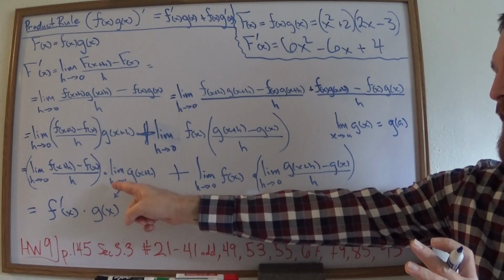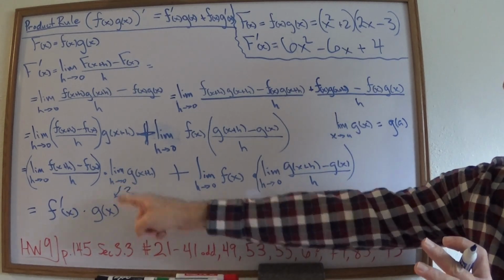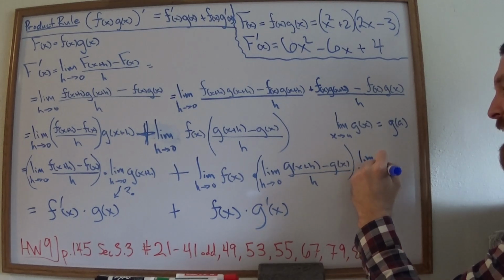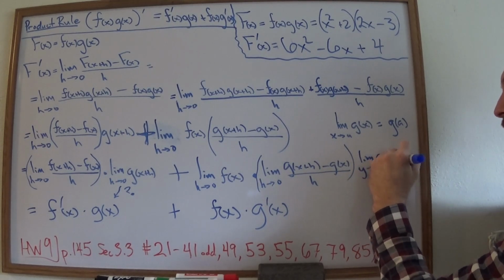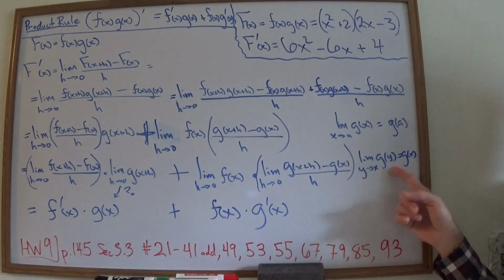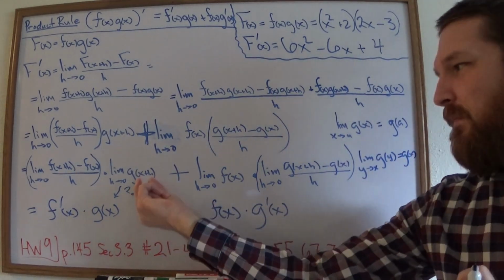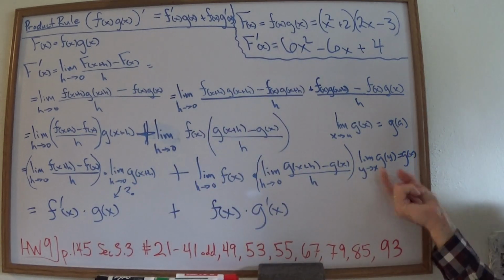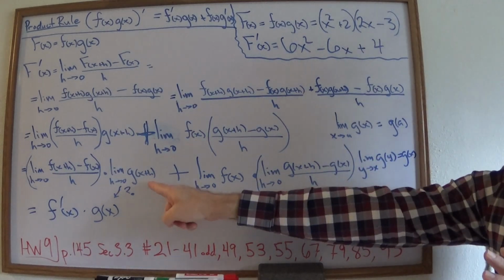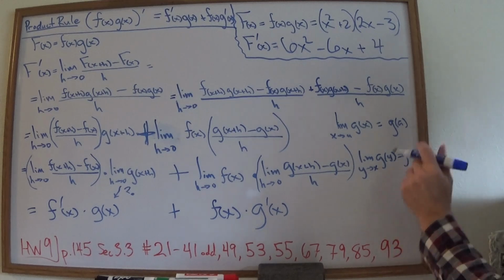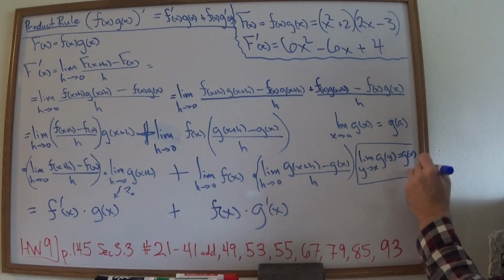You could say as h goes to 0, that's kind of the same thing as saying this is the limit as y goes to x of g of y equals g of x. That's kind of what we're doing. Y here would be x plus h, and x plus h is going to x. It's the same thing. And so this isn't always valid. You can't always do this.